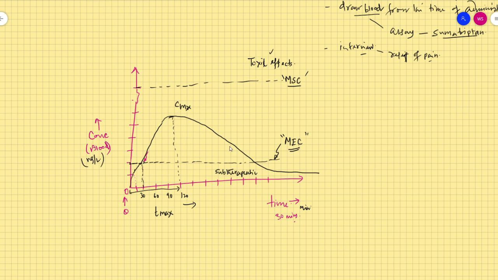So for the drug to be effective, the concentration of the drug needs to be between MEC and MSC. The concentration should be within this window, between minimum effective concentration and maximum safe concentration. So this is called the therapeutic window.